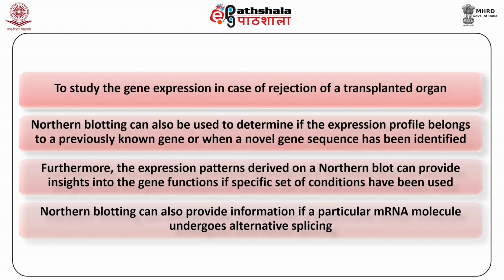Northern blotting can also provide information if a particular mRNA molecule undergoes alternative splicing. This can be observed if the same probe is hybridized at multiple molecular weight levels. Alternately, if the product has lower molecular weight than expected, it may represent deletion or mutations in the gene.